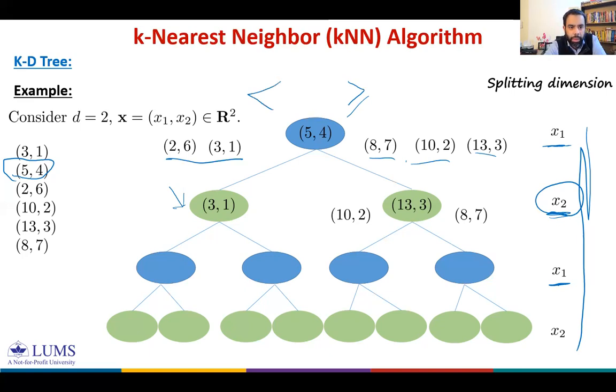Now, what about this (2, 6)? (2, 6) should be towards the right because 6 is greater than 1. Right? So we should have (2, 6) here. And similarly, (10, 2) should be here, and (8, 7) should be here. And we are done with all the data points. If we had more data points, we could keep on populating the tree. I hope this is clear how we can construct a KD tree.